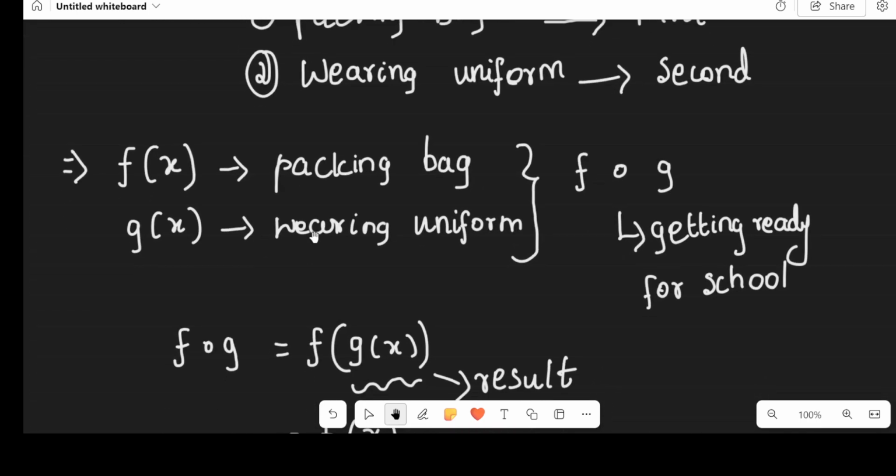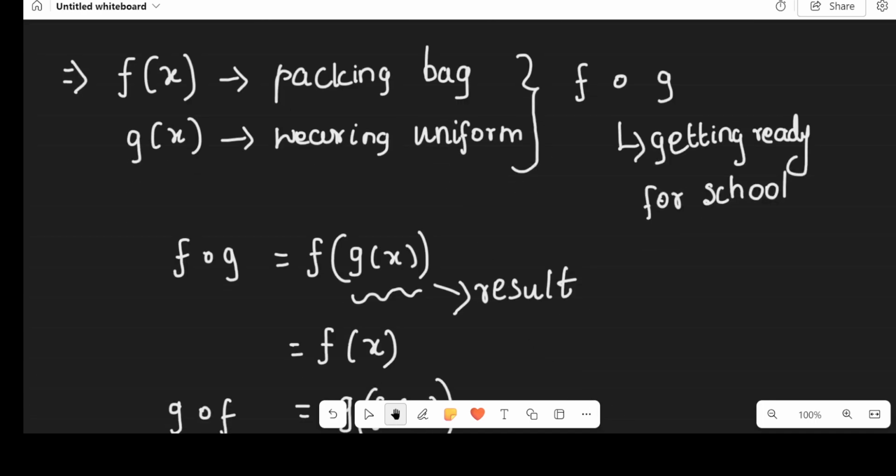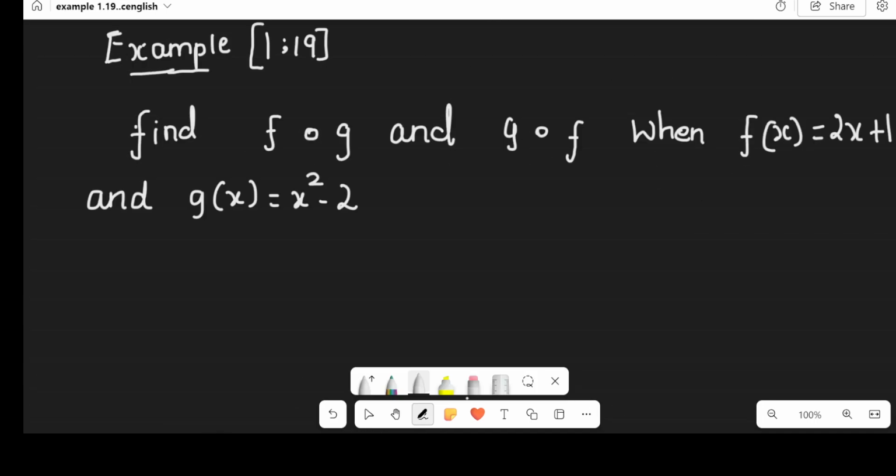And now we are going to solve the problem. Now I have written the question. The question is, find f of g and g of f when f of x is equal to 2x plus 1 and g of x is equal to x square minus 2. This is the question.